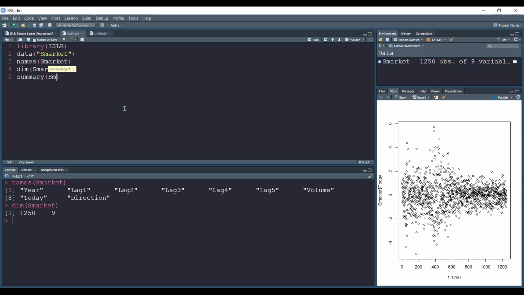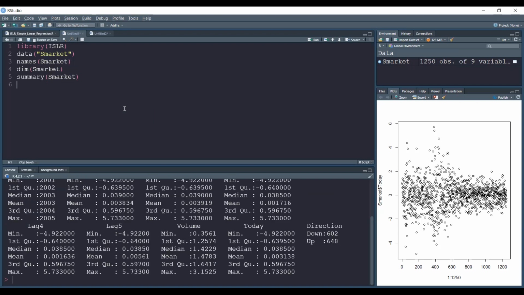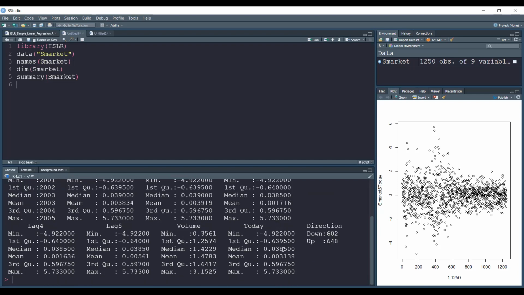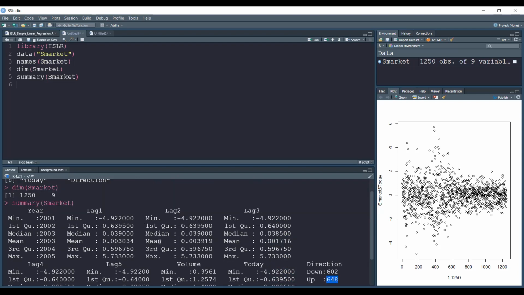Summary. This is your summary. So, for example, the greatest jump in prices was 5.7. The greatest decrease was 4.9. Market was down 602 of these days. Market was up 648.